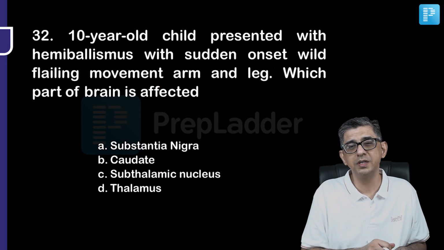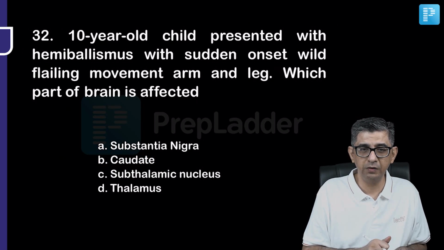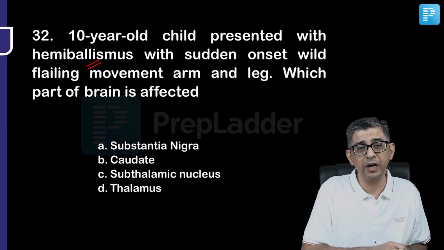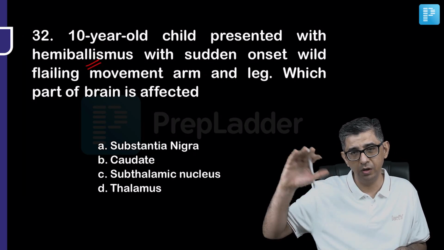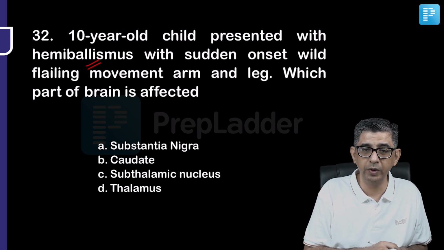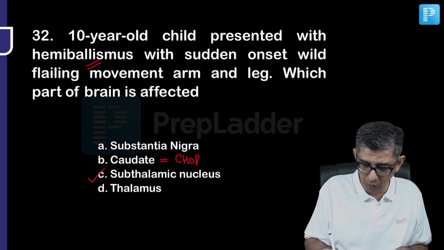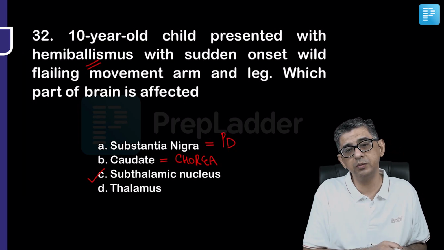Moving to 32, he says a child 10 years of age presented with hemiballismus. The moment you read the word hemiballismus, the question is easy, because hemiballismus is a sudden onset of wild, flailing movements of the arm and the leg, and it is always a feature of subthalamic nucleus involvement. Caudate nucleus involvement would obviously contribute to chorea. Substantia nigra involvement will cause Parkinson's disease.